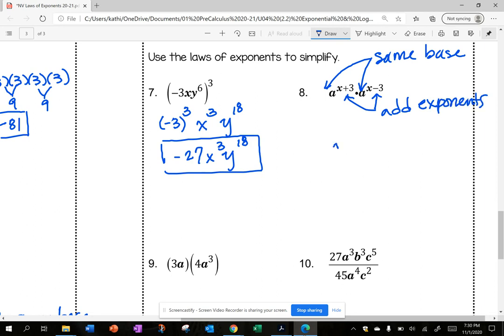Okay, so this is a to the x plus 3 plus x minus 3. So plus 3 and minus 3 total 0, so I'm left with a to the 2x. x plus x is 2x.